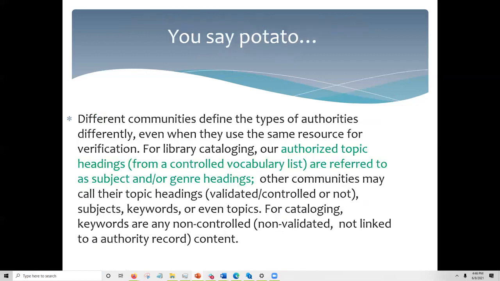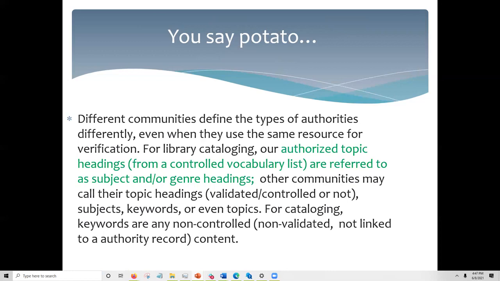It will have other information. Different communities define the type of authorities differently, or the type of identities differently, even when they use the same resource for verification. So for library cataloging, our authorized topic list. So what are our authorized topics going to be? Our subject headings. Those come from a controlled vocabulary list, and that is typically the Library of Congress subject headings.